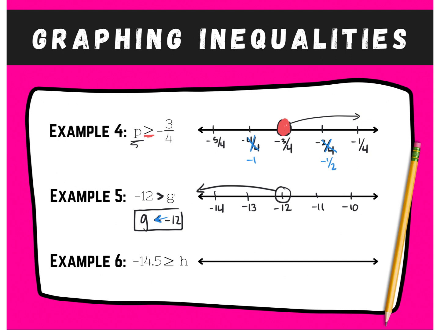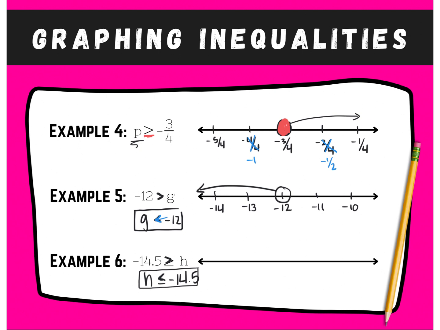So if I wanted to rewrite this to put my variable first, I can flip around the h and the -14.5. I see that the alligator mouth was eating the -14.5, so I need it to still be eating the -14.5, which means it flips directions. So again, be really careful. If you're going to move things around, make sure you flip everything. So the h and the -14.5 switched places, and my sign flipped too.